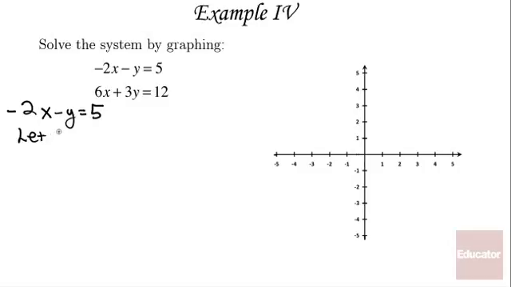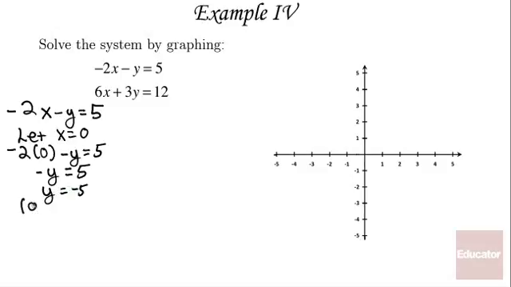I'm going to go ahead and let x equal 0, so I'll find the y-intercept. Negative 2 times 0 minus y equals 5. Negative y equals 5. Go ahead and multiply both sides by negative 1, and I'm going to find that y equals negative 5. So my first point is 0, negative 5. For my second point, I'm going to let x equal negative 1. And if I insert that in here, I'm going to find that y equals negative 3.